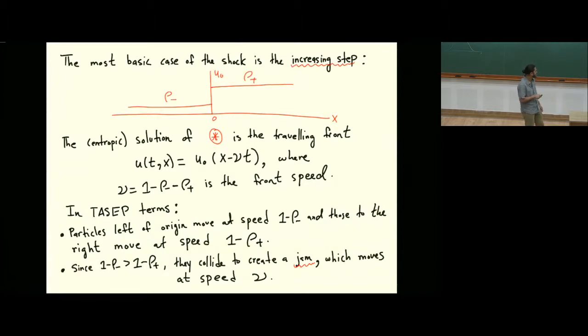So if you want to understand in terms of the TASEP, you just have to realize that the particles which are to the left of 0, because they have density rho minus, are going to move at speed 1 minus rho minus. Whereas these guys to the right of 0 are going to move at speed 1 minus rho plus. And 1 minus rho minus is bigger than 1 minus rho plus. So there's going to be a traffic jam, and that traffic jam is the shock. And that just moves through the system at speed nu. So that's all that's going on here.